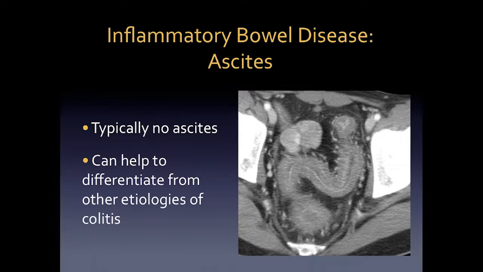Now, if you saw a colon that looked like this that was due to some sort of infectious colitis, the vast majority of patients are going to have some ascites, but in inflammatory bowel disease, there's typically no ascites even when colon inflammation is severe. So this can be really useful in helping you to differentiate inflammatory bowel disease from other etiologies of colitis.